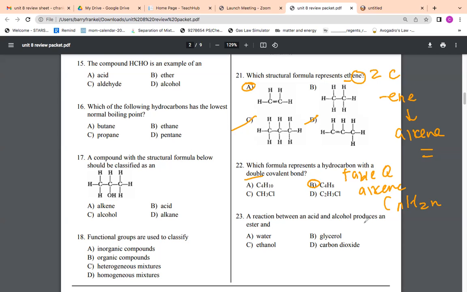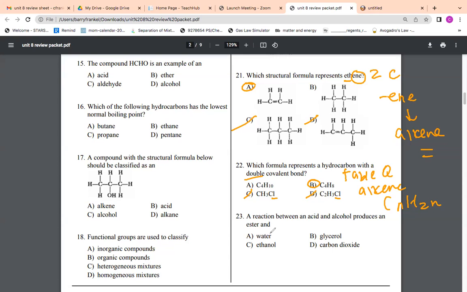Okay. Also, C and D would have been easily eliminated because the question says hydrocarbon, and I can see in both C and D, I see chlorine. So C and D are not hydrocarbons at all, okay? And A, by the way, would be an alkane, that is butane.